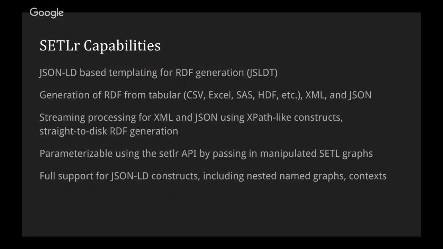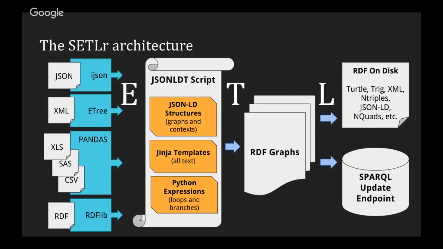But there's full support for JSON-LD and all those constructs. This is the overview of the architecture. You can see we've got a bunch of different input files that are handled in different ways. This is essentially the script. It's in the form of JSON-LD, and you can run it, and it will take your input and produce RDF graphs, and then in the load step of the extract, transform, and load, you can either generate an output file or SPARQL update your endpoint.